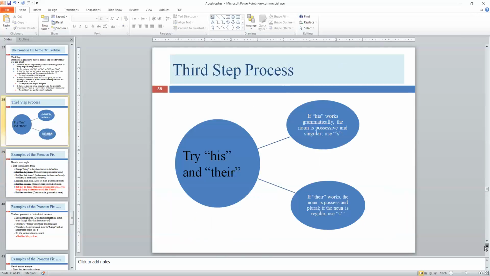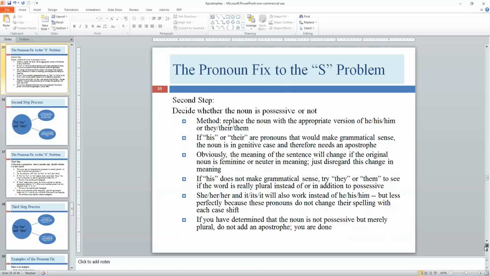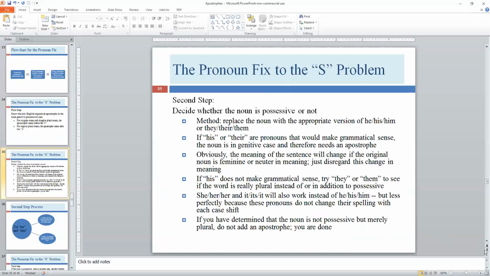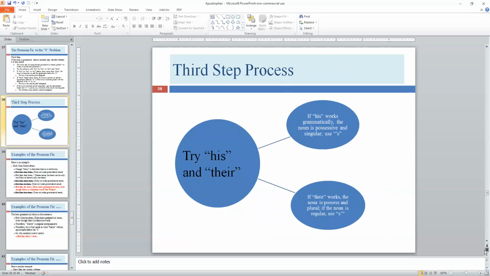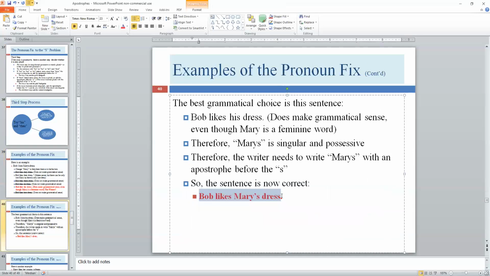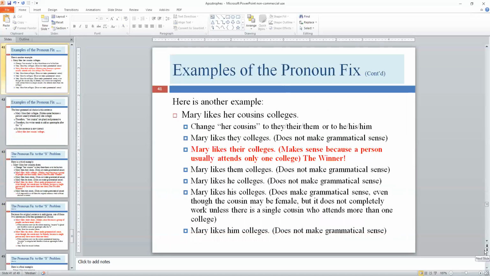Remember the rule? Let's go back and look at the rule so we can get a refresher. Our rule is right here. For singular nouns, the apostrophe comes before the S. Well, Mary, we've decided is singular, so it's going to be M-A-R-Y apostrophe S. And here we go. This is the solution. So we can leverage our knowledge of pronoun case to make sure we are putting our noun in the correct case.